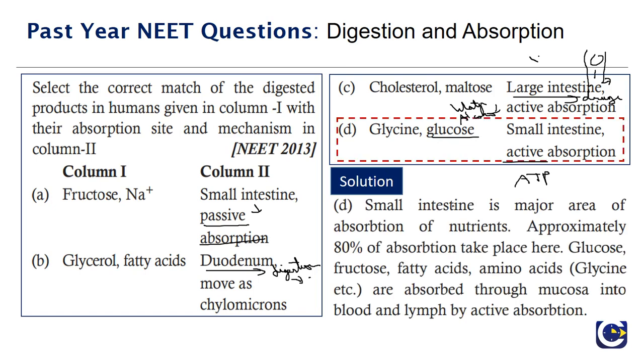So the solution is: the small intestine is the major area of absorption of nutrients. Approximately 80% of absorption takes place here. Glucose, fructose, fatty acids, amino acids, glycine, etc. are absorbed through the mucosa into the blood and lymph by active absorption. Okay, so glycine is an amino acid. Point to be noted.